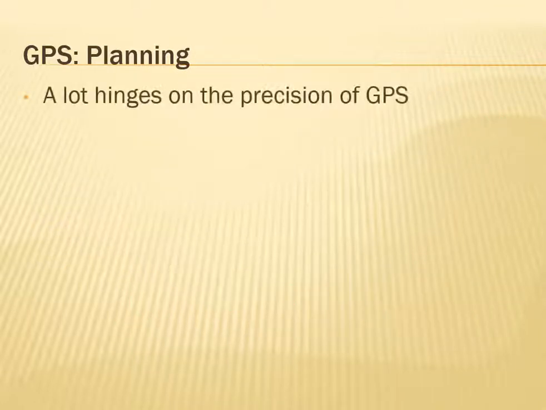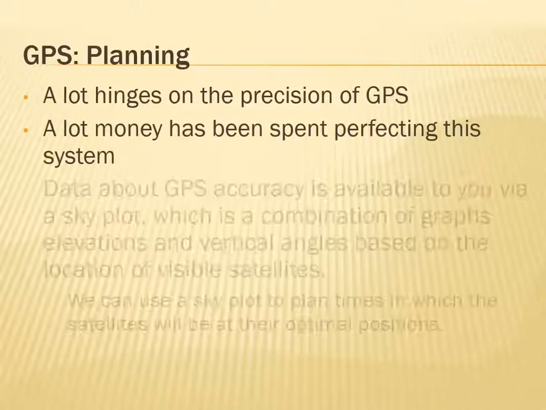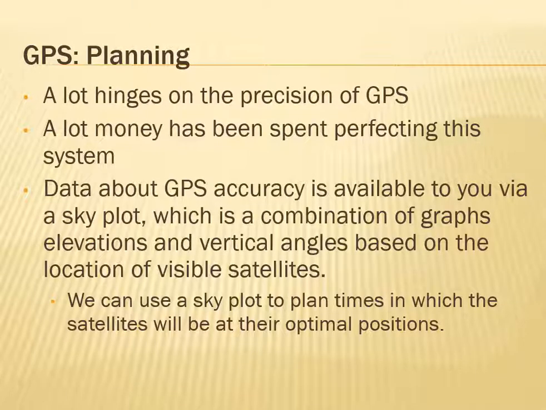Okay, so a lot hinges on the precision of the GPS. A lot of money has been spent perfecting this system. So data about GPS accuracy is available to you via a sky plot. A sky plot is something you can access online and will know at all times of the day from different positions. Basically, it has this combination of graphs and elevations and vertical angles that will tell you these metrics. Your GPS will be able to tell you some things, but this sky plot is a lot more efficient at that. So you can use a sky plot to plan times in which the satellites will be at their optimal positions before you head out.